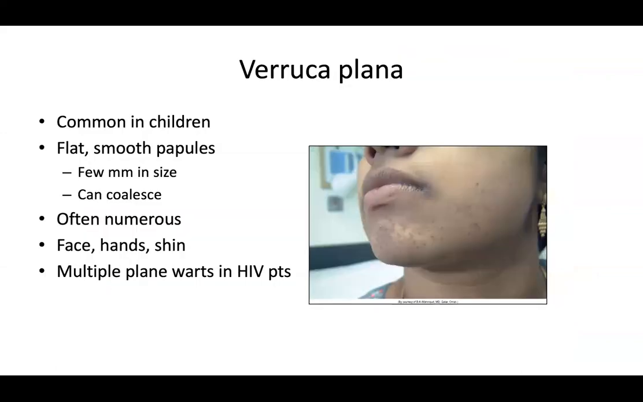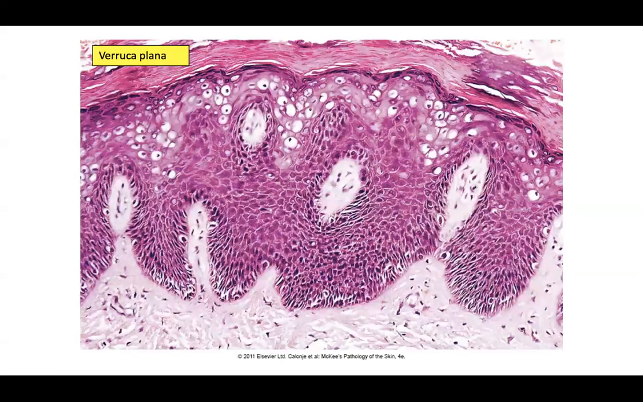Verruca plana is common in children. They often show up as flat, smooth papules. Usually they're only a few millimeters in size. So if you hadn't seen this before and weren't suspicious of viral warts, you may think this is some type of follicular occlusion or small perioral dermatitis or acne type eruption. So now you know. They can coalesce. They're often numerous on the face, hands, and shin. Multiple plane warts are often seen in HIV patients due to the immunosuppression.